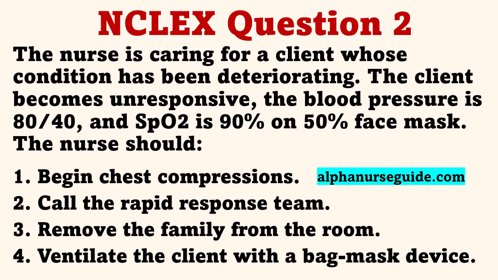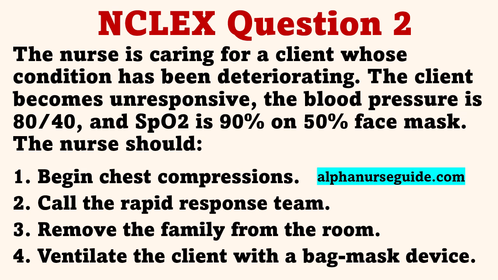The nurse is caring for a client whose condition has been deteriorating. The client becomes unresponsive. The blood pressure is 80/40, and oxygen saturation is 90% on 50% face mask. The nurse should 1. Begin chest compressions. 2. Call the rapid response team. 3. Remove the family from the room. 4. Ventilate the client with a bag mask device.